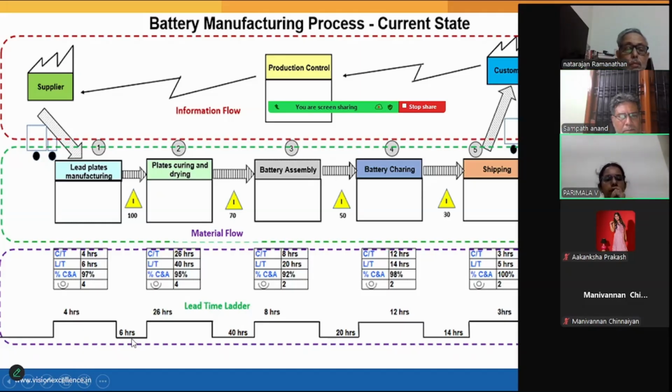And how much time will it spend in waiting? 6 hours. Here, what is the cycle time? Please tell me, what is the cycle time? 26 hours. Therefore, how much time will a particular piece spend on this process stage? 26 hours. And how much time will it spend after this process stage, in waiting? 40 hours.